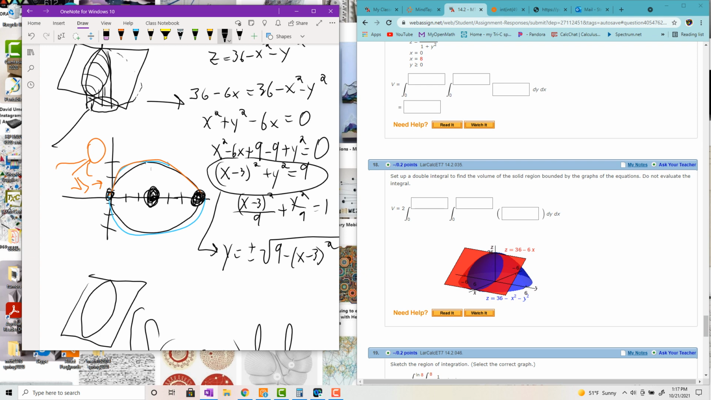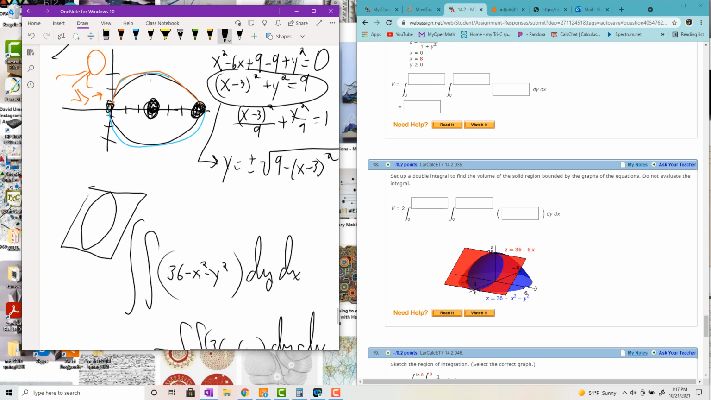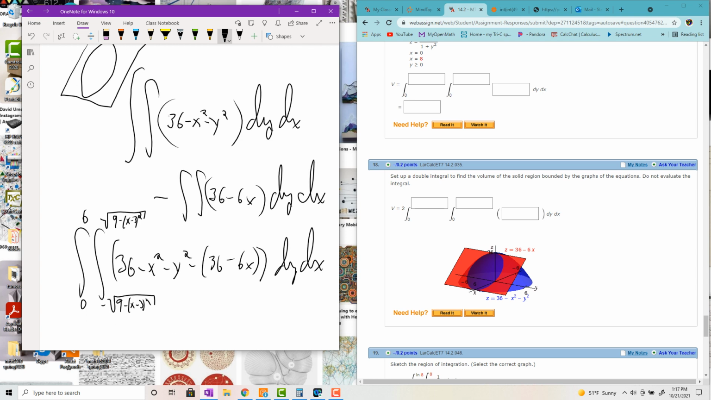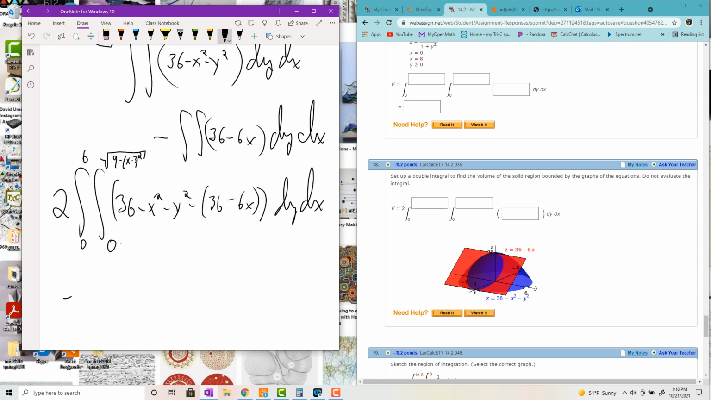So it seems like just from symmetry, I'm going to be able to cut it in half and just integrate from 0 to the top curve. But if you do cut it in half like that, then you have to multiply the outside by 2. So you have to tack on a 2 on the outside, and then we should be good to go, I think.